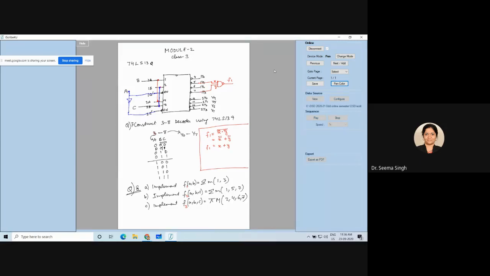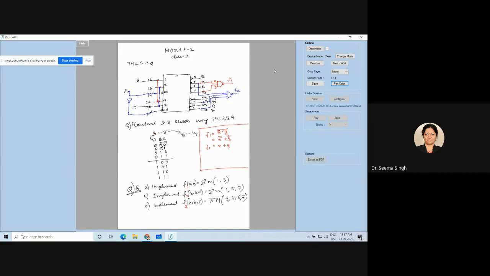I need to get a 1. I need to get a 5. And I need to get a 7. And what gate should be connected here again? NAND. Again, it is a NAND gate, because again it is a min term. So this is the way of implementing a Boolean function for an active low output.